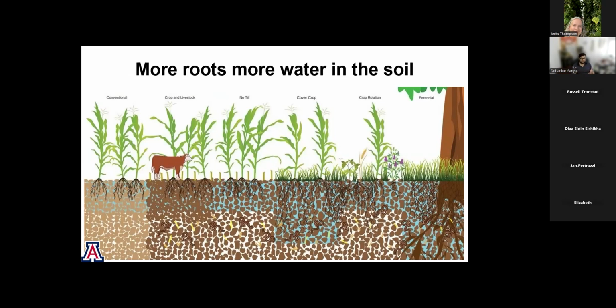I mean, anything is good when you are stressed with moisture. More roots will create more channels and preserve more water. It's kind of easy to see, and this diagram can show how these channels or pore spaces are created and how you can preserve water with having more roots in the system.